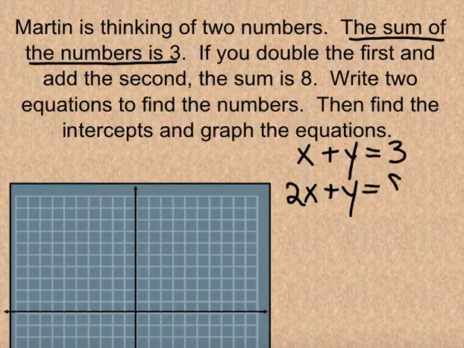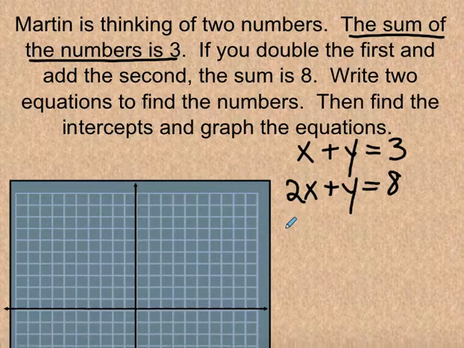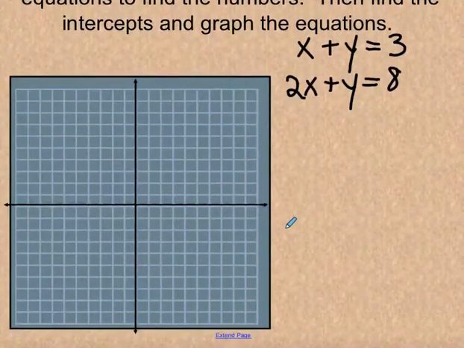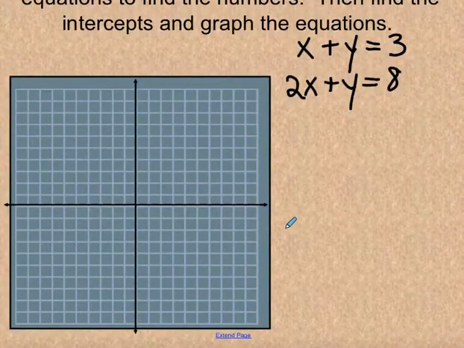That sum is going to equal 8. Now, when we see these 2 equations, we can see, well, these look like they're in standard form. And that's true, they are. We can graph both of these on the same set of axes and figure out what the solution is to this riddle.